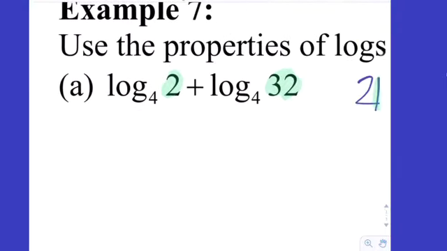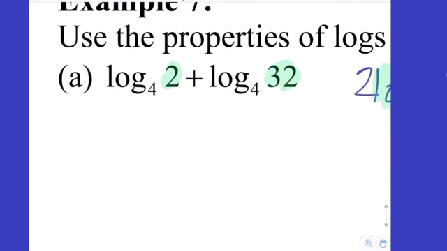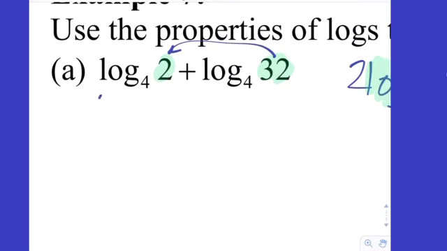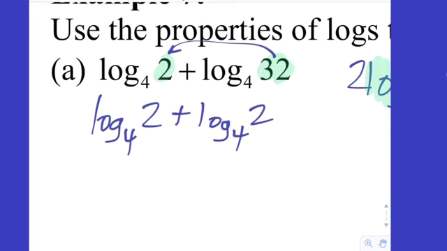So log base 4 of 2, I think, is pretty stripped down. It's pretty easy. But if I can write 32 in terms of 2, that'd be great, which I think I know how to do. So that's log base 4 of 2. We're going to leave that alone. This becomes log base 4 of 2 to the what power? 32 is a power of 2. It's 2 to the 5th power.